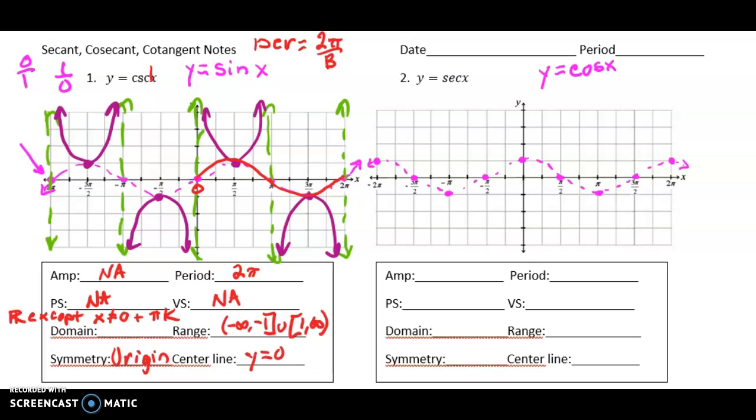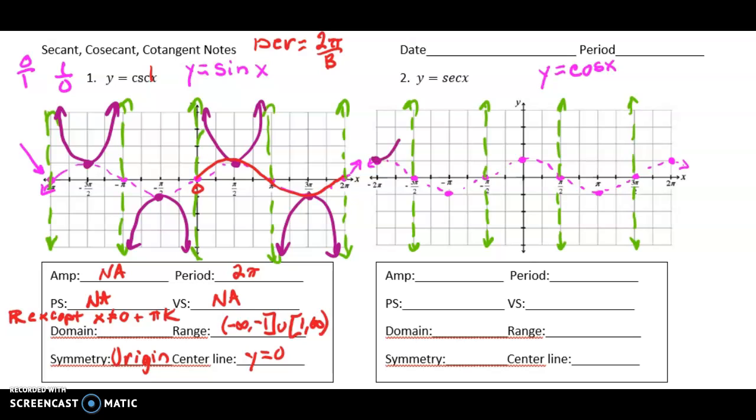Moving on with number 2, y equals secant x. Secant is the reciprocal of cosine, so I went ahead and graphed cosine. Same thing: where cosine intersects the x-axis, secant is undefined, because where cosine has a y value of 0, if you flip 0 over, that would be undefined. 0 over 1, and then 1 over 0. 1 over 0 is undefined. Okay, so we do have vertical asymptotes again.